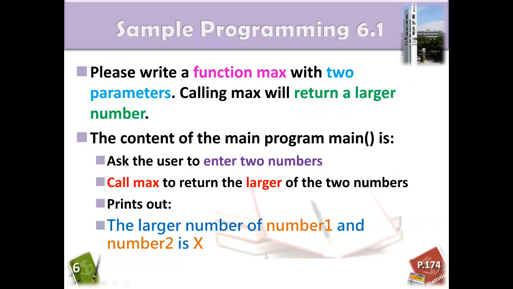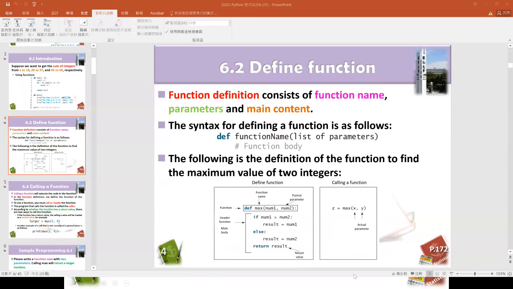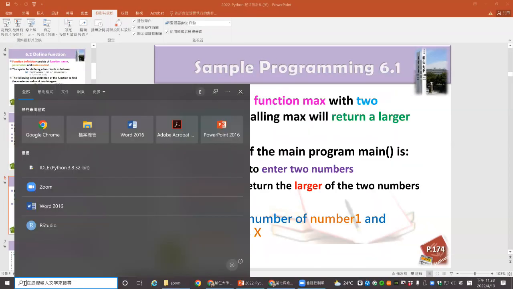So we can do a practice. Please write a function max with 2 parameters. Calling max will return the larger number. The content of the main program is to ask the user to enter 2 numbers, so it's interactive with the user. Call max to return the larger of the 2 numbers, and print it out just like this: the larger number of these 2 numbers is this one. So we can try this. Use IDLE here.